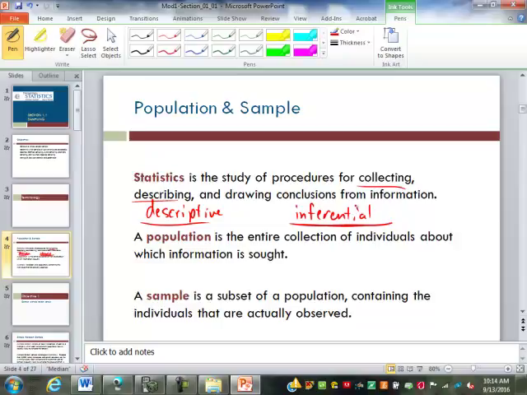And we have to be careful. Inferential statistics involves being very careful about eliminating any outside factors that could influence our results, or making sure that our results are significant enough that it didn't just happen by chance, that they are real results. So a population is the entire collection of individuals which we're collecting information from. In other words, it is the group we want to learn about.